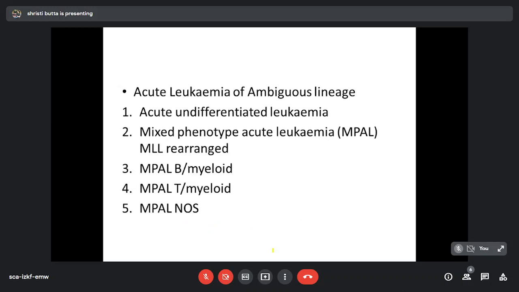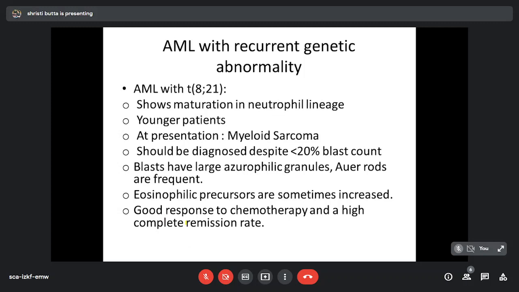AML with ambiguous lineage has also been added in the recent WHO, okay, and that includes the undifferentiated leukemias, mixed phenotype acute leukemias, MLL rearranged, okay, which has a monocytic phenotype, mixed phenotype acute leukemia, which is B myeloid, okay, that it has a B cell and a myeloid phenotype, that is there is a B lymphoblast and a myeloblast, mixed phenotype acute leukemia, which is T myeloid, mixed phenotype acute leukemia, NOS. Now coming to that one by one.